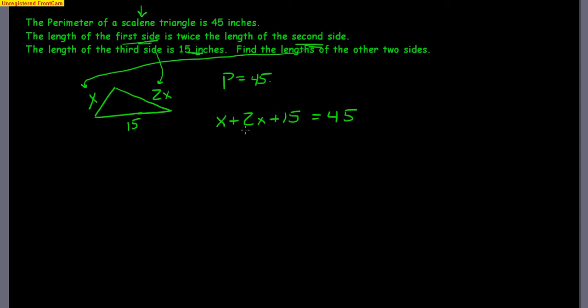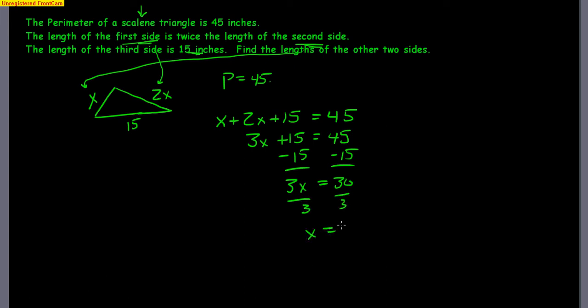So I'm going to put these guys together, 3x, since they're on the same side of the equation. And now I'm going to start doing my algebra. I'm going to solve for x. So I'm going to take away 15 from this side and take away 15 from this side. And those go away, so I get 3x. And 45 minus 15, well, that's a 30. That's good, because I'm going to divide by 3 on both sides, and x equals 10.